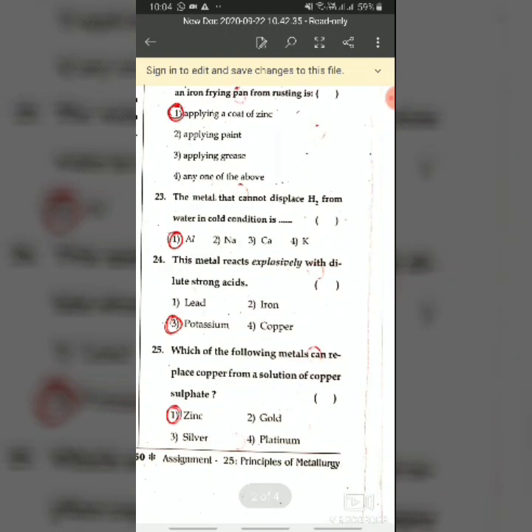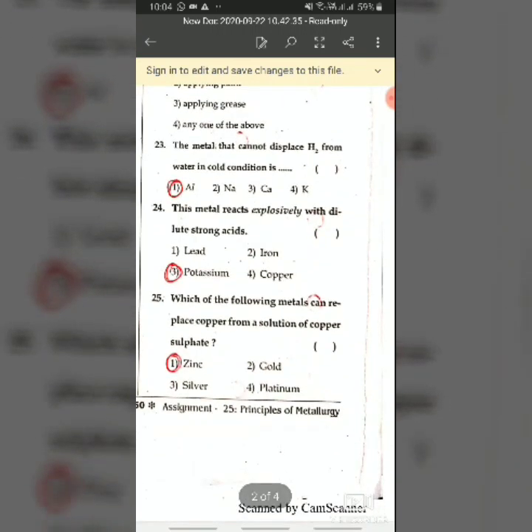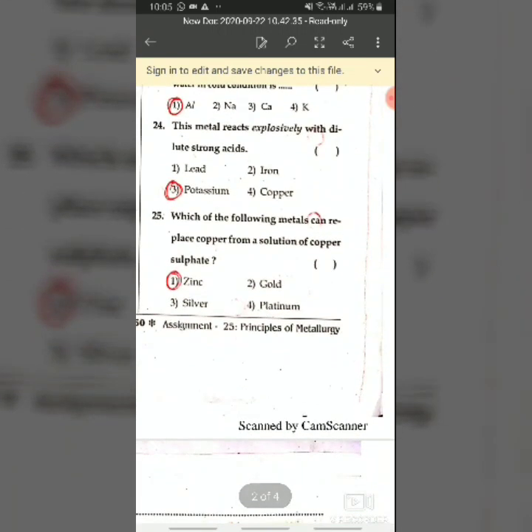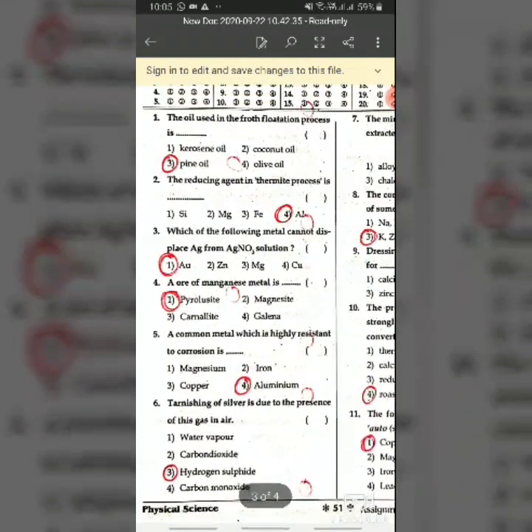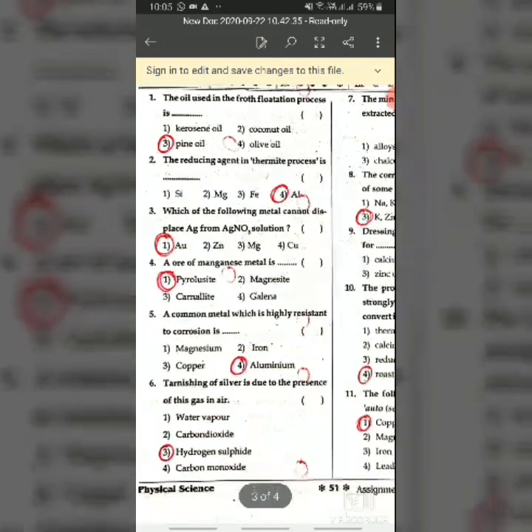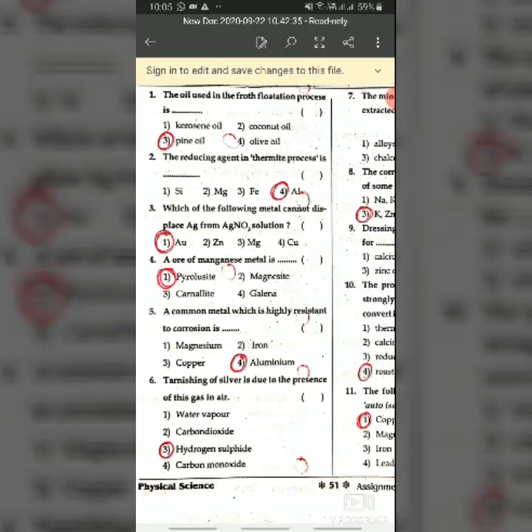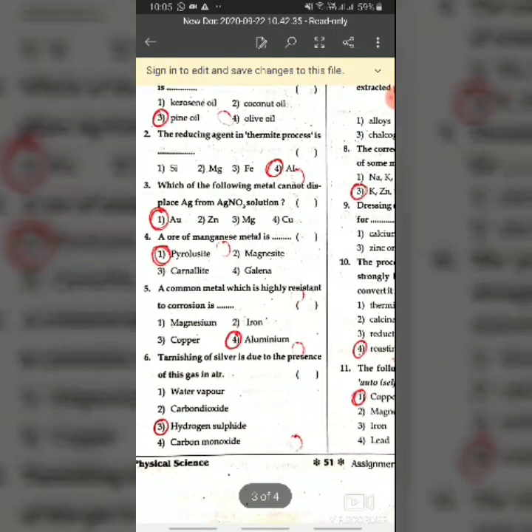The metal that cannot displace H2 from water in cold condition is aluminium, option 1. This metal reacts explosively with dilute strong acids, that is option 3, potassium. It reacts explosively with acids. Which of the following metals can replace copper from a solution of copper sulfate, that is nothing but zinc, option 1. The oil used in froth flotation process is pine oil, option 3. The reducing agent in thermite process is aluminium, option 4.